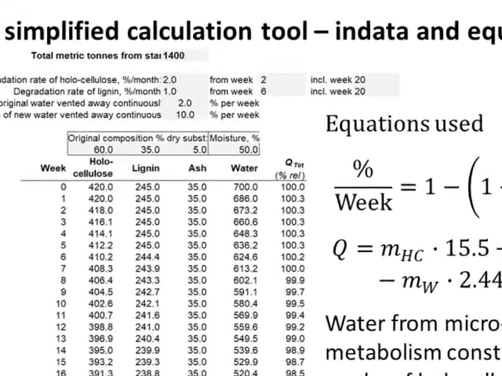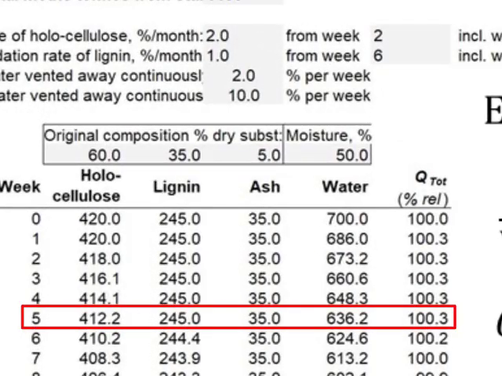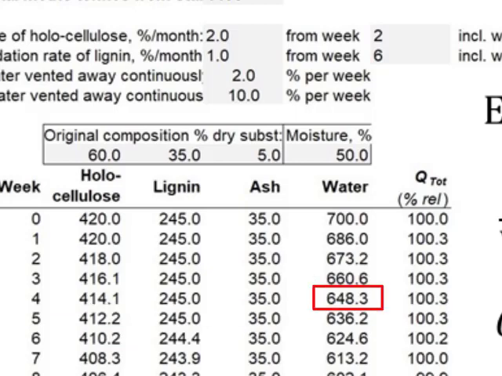So then, as I said in the previous slide, looking at a specific week, there are 2 types of water. There is the amount of water by the end of the previous week, that is the number on the line above the present week. This amount is reduced by a constant percentage as given among the in data. Then there is the reduction in the amount of holocellulose and lignin.